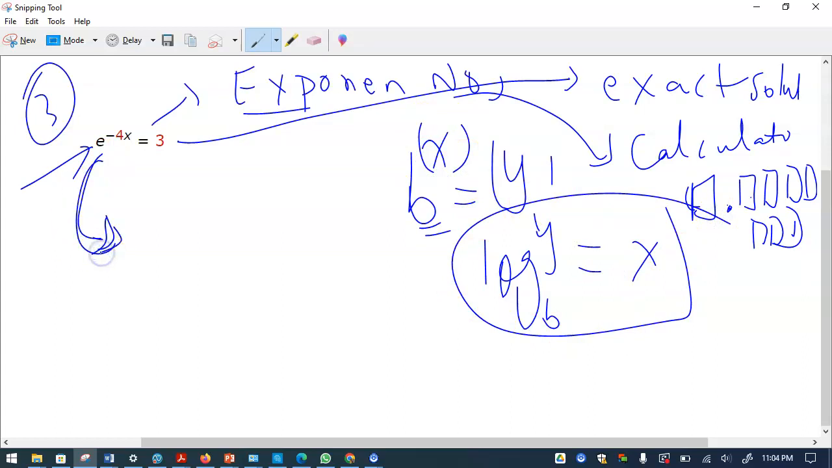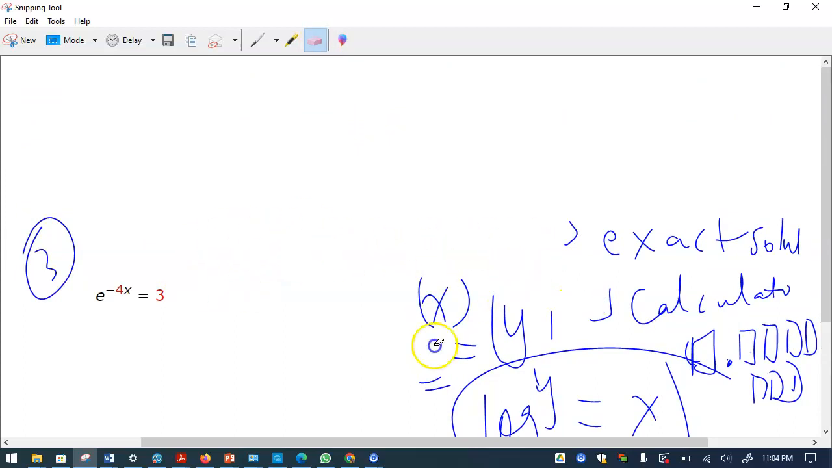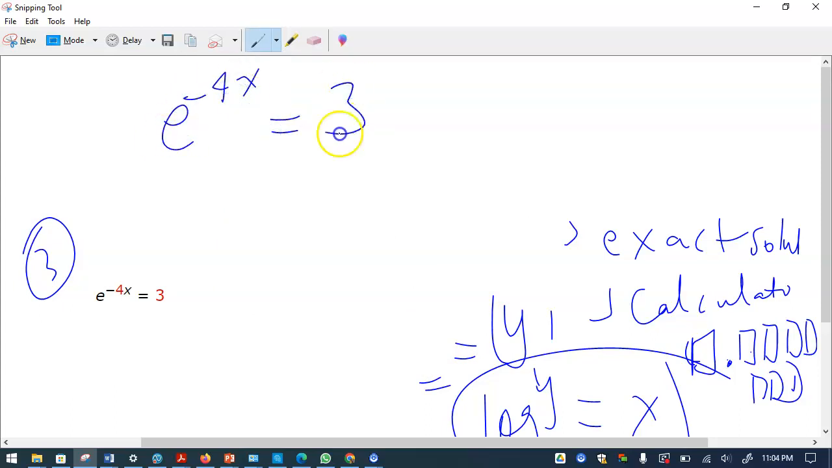Change this to, so this looks a little small, so let me make it a little bigger here. Okay, let me write it here. So e raised to negative 4x equals 3, right? So the base here is the b part. This is the base, right?